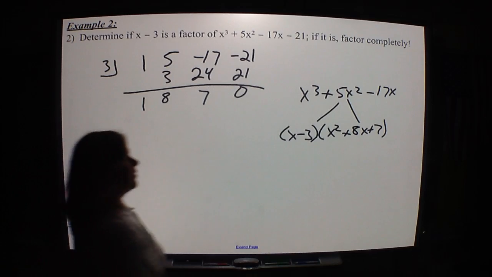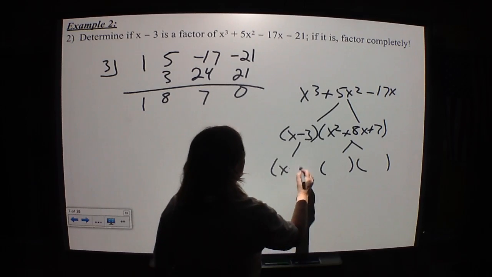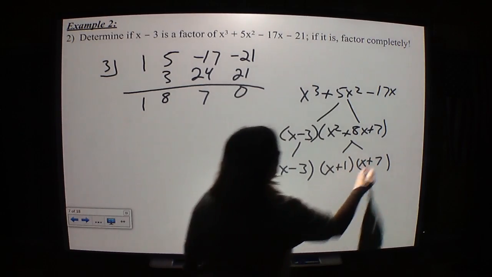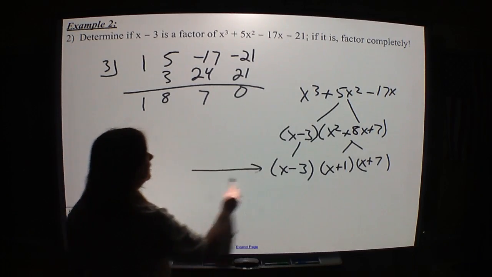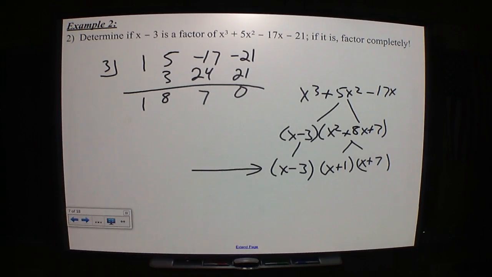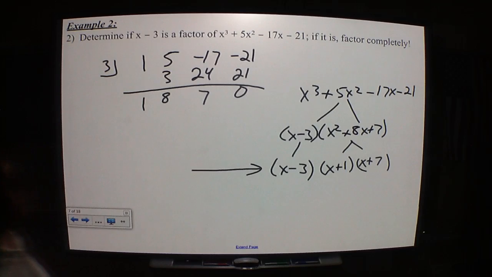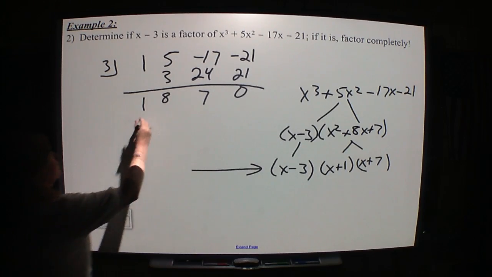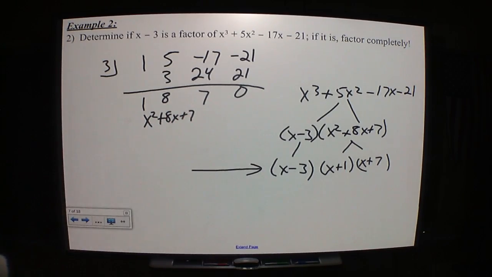Now, do we factor this additionally? Write that down. An x and an x, 7 and a 1, and there it's factored. So if I factor it completely, that's what x cubed plus 5x squared minus 17x, whoops, that's right, minus 21 factors into. And you're done. Like I said, this was x squared plus 8x plus 7, so I had to continue to factor that.